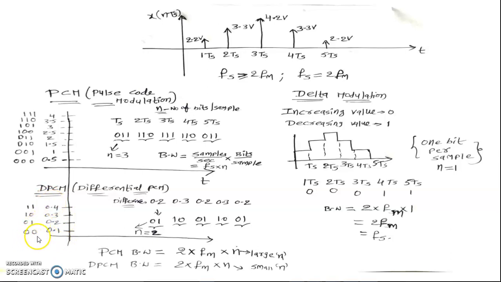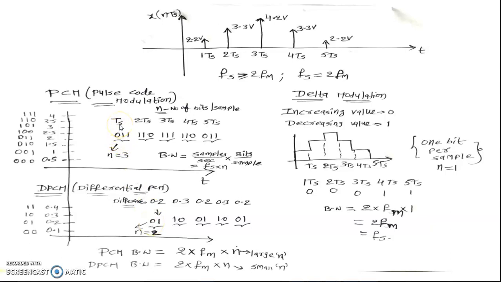So 0, 0 represents the 0.1 voltage level, 0, 1 represents the 0.2 voltage level, 1, 0 represents the 0.3 voltage level, and 1, 1 I am going to use to represent the 0.4 voltage level. So to transmit the first sample, 2.2 volts, what I am actually transmitting is the 0, 1 bit pattern.